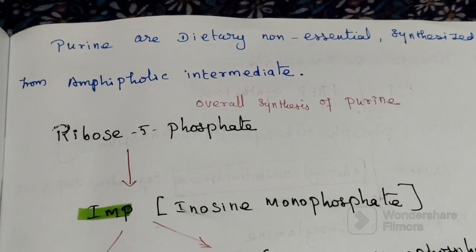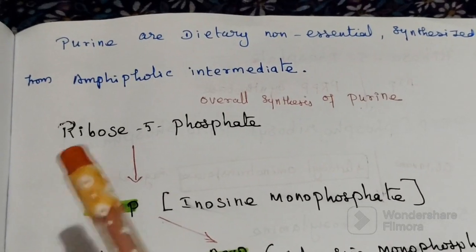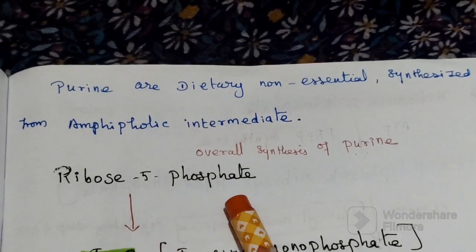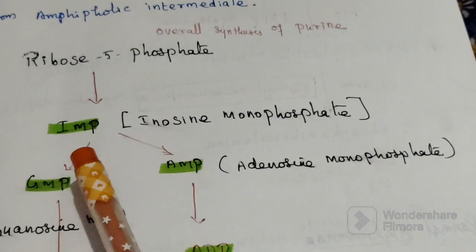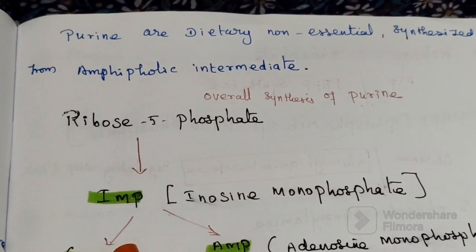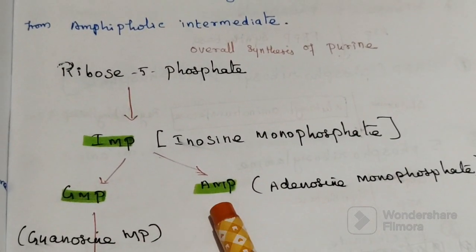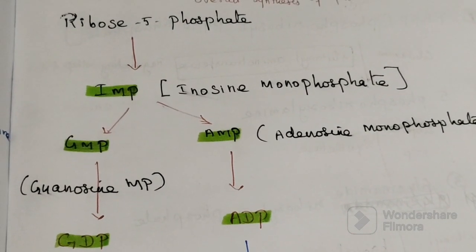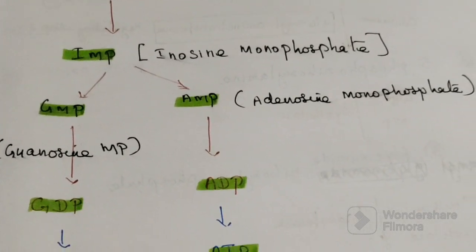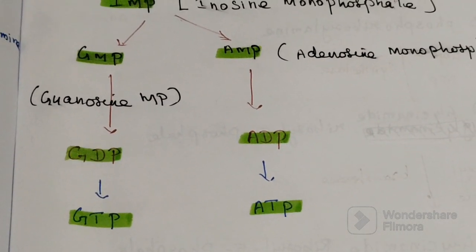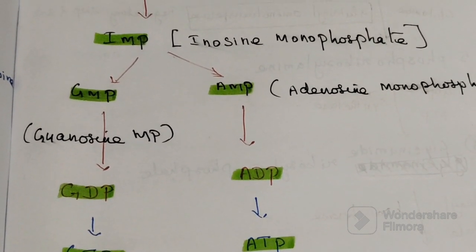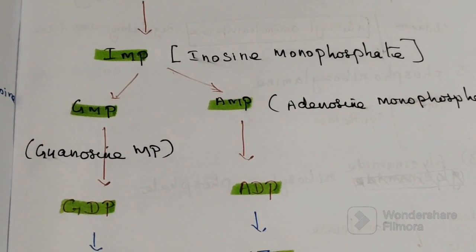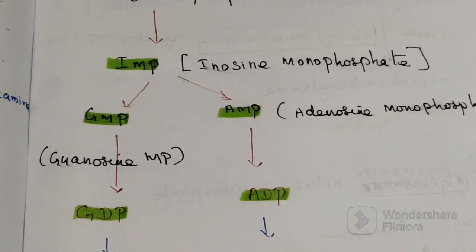Purines are built up on pre-existing ribose 5-phosphate. There is synthesis of IMP. From IMP we get GMP and AMP. These monophosphates are converted into diphosphates, guanosine diphosphate and adenosine diphosphate. These diphosphates are converted into triphosphates, guanosine triphosphate and adenosine triphosphate. There is also conversion of ribonucleotide diphosphate into deoxyribonucleotide.